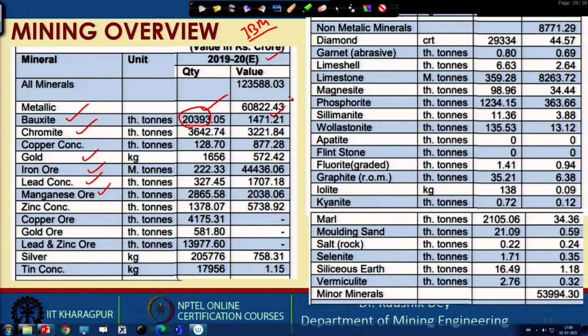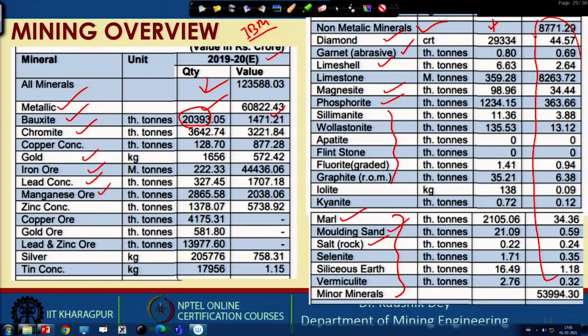By this way, if you see, these are the metallic minerals, and these are the non-metallic minerals, which include diamond, garnet, limestone, magnesite, phosphorite and others, including graphite and kyanite. And these are the minor minerals. Some of the minor minerals expressed here are marl, molding sand, salt. The total production is given in this column, and the value of the production is expressed here.